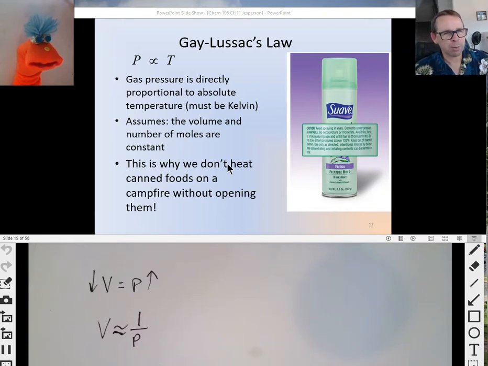Now, what about pressure and temperature? Pressure and, volume and temperature? Volume and temperature, that was the previous law we went over. Let's see, volume and temperature.